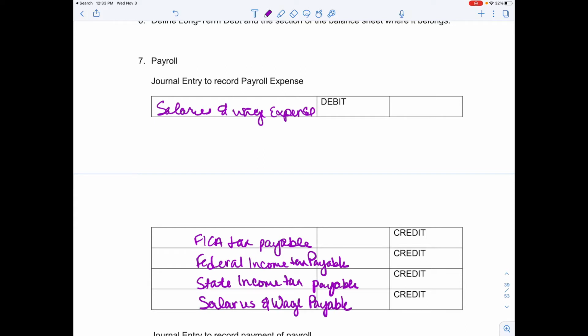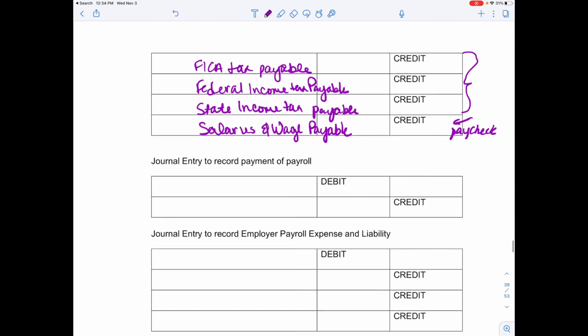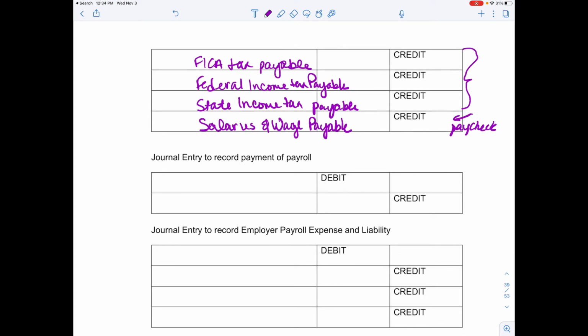So if I put this in your perspective, this is the amount of your paycheck, right? That's the amount that you're actually getting in your paycheck. The employer's taking all of these amounts out of it and holding on to give to the appropriate governmental agency, but the company's also recognizing the entire amount as an expense. So when we go ahead and pay just the payroll portion of that, we would debit our salaries payable.